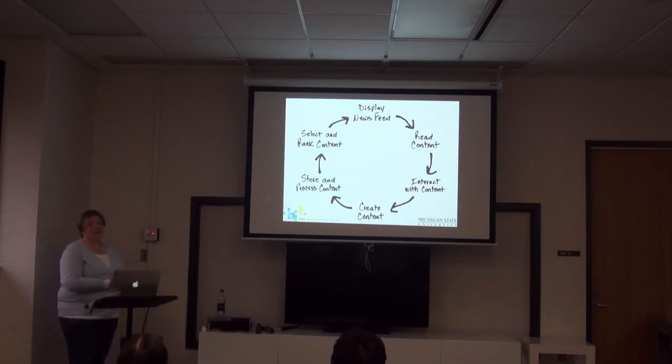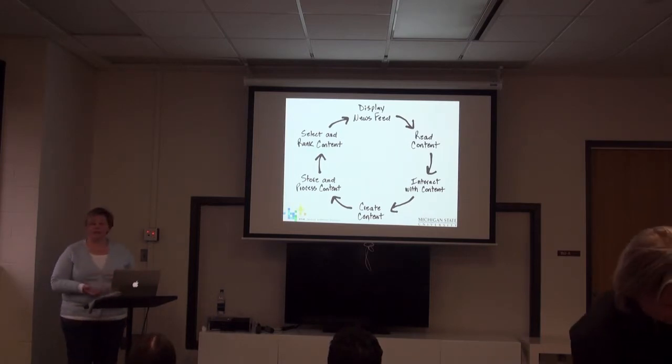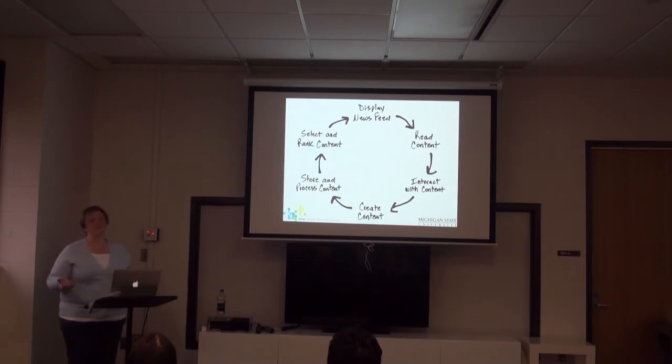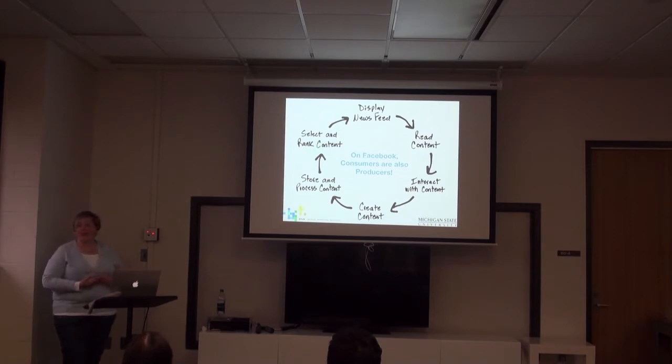So this feedback loop on Facebook is different than other kinds of personalization or recommendation systems. For example, on a system like Netflix, which uses very similar kinds of algorithms to make recommendations to users, the people who are watching the movies on Netflix are not necessarily all creators of movies themselves. This is a really important distinction. So on Facebook, the consumers of content are also producers of content.